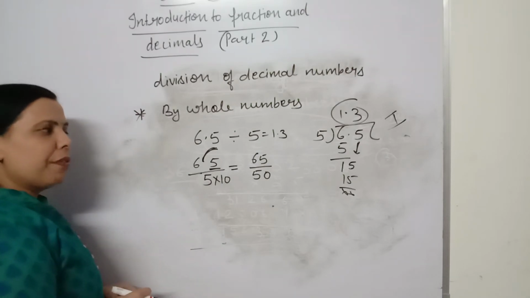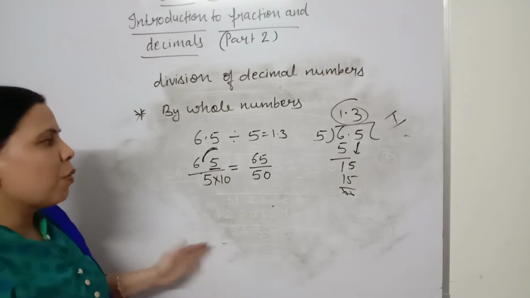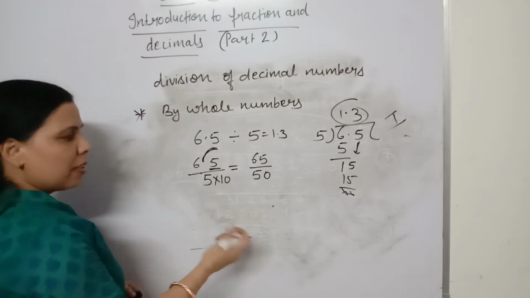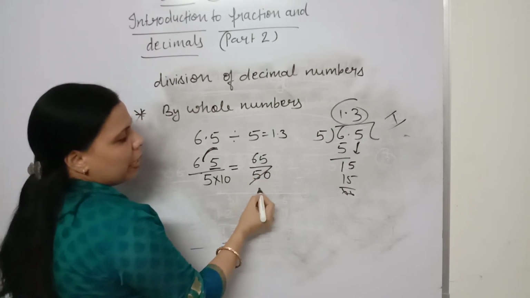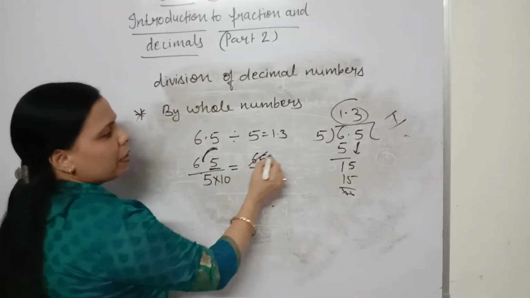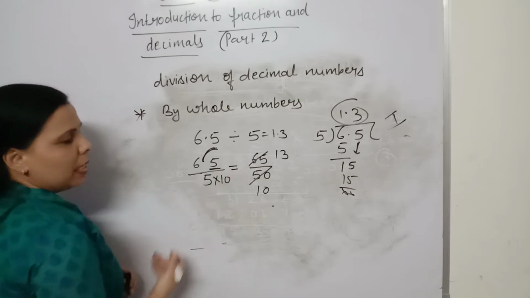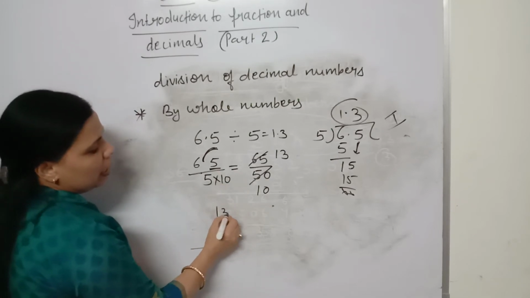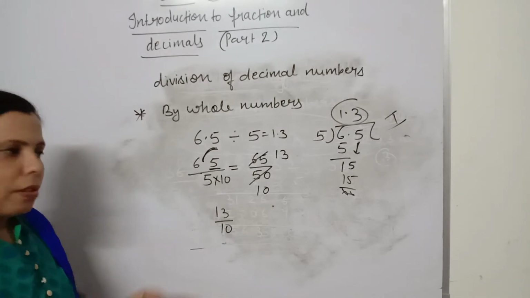Now you can cancel by any number which can divide both 65 and 50. So 65 and 50 both can be divided by 5. Both numbers can be divided by other numbers also, but let us try with 5. So read the table of 5 and cancel it. 5 ones are 5, 5 zeros, 0. 5 ones are 5, 5 threes are 15. You can see now I am getting 13 upon 10.